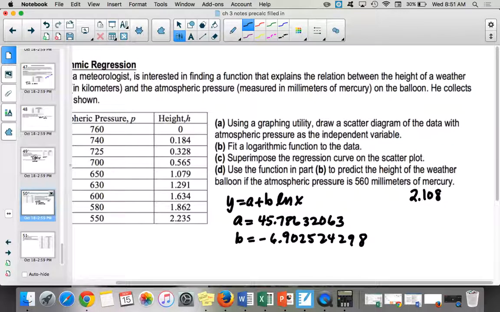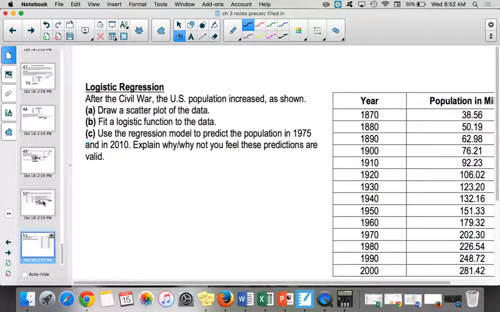2.108. Oh, it's in kilometers. So look for your units too. Okay, did you guys look at that? Do you feel pretty good about this? All right, so try that last one, logistic regression.